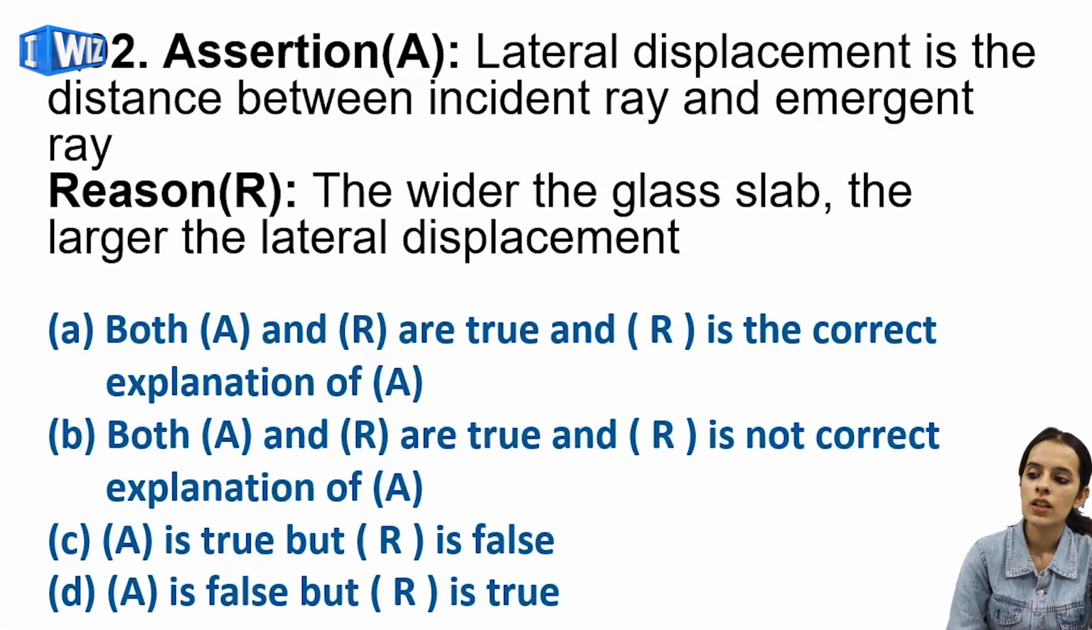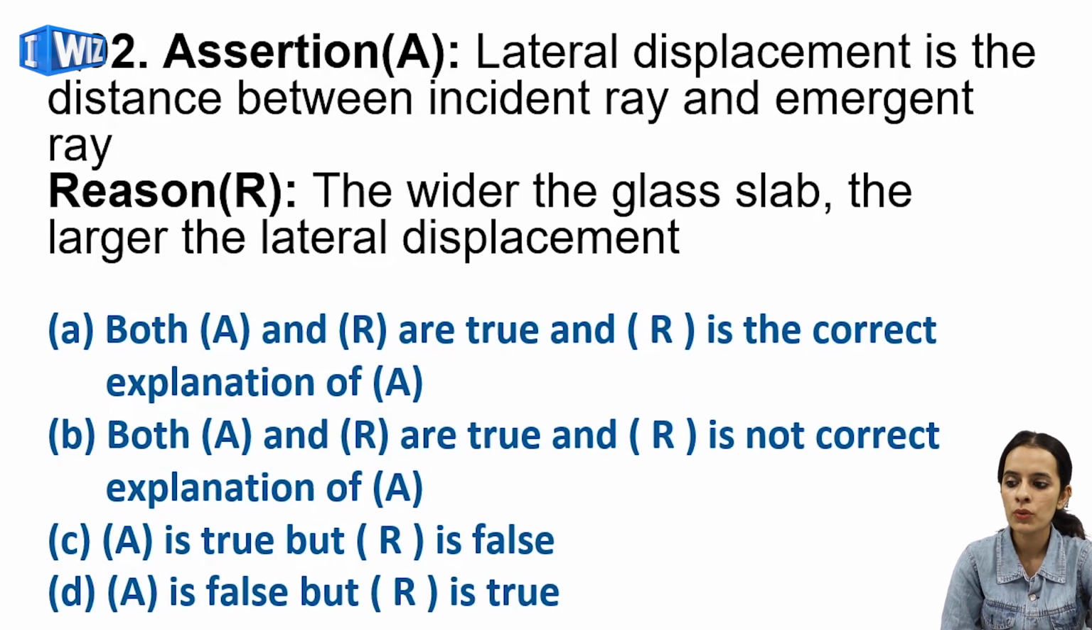Next, now there are some assertion and reason type questions. So these are the options which are given to you. First option is both A and R are true, and R is the correct explanation of A. B option is both A and R are true, where A means assertion and R means reason, and R is not the correct explanation of A. C is A is true but R is false. D option is A is false but R is true. So firstly read the assertion properly and the reason as well. Then choose the correct one from these options.